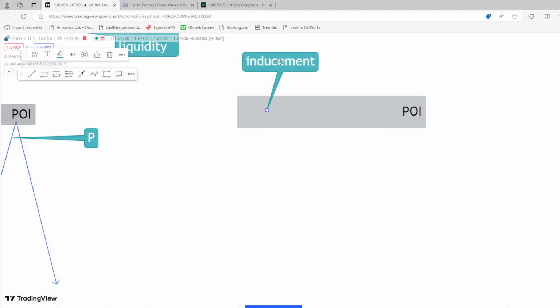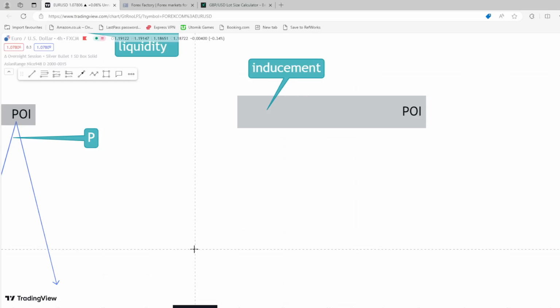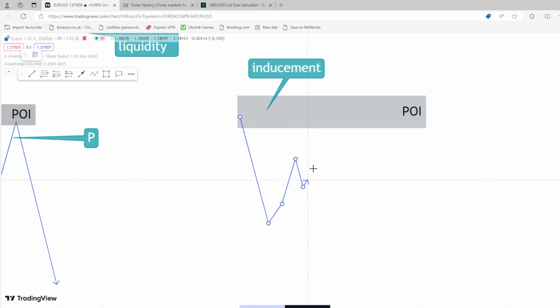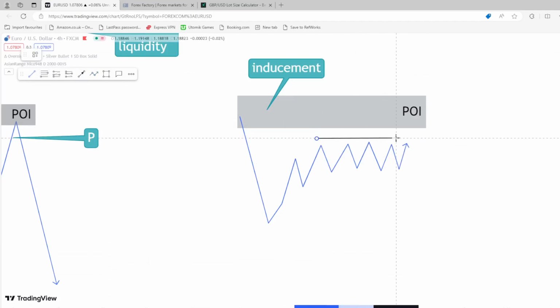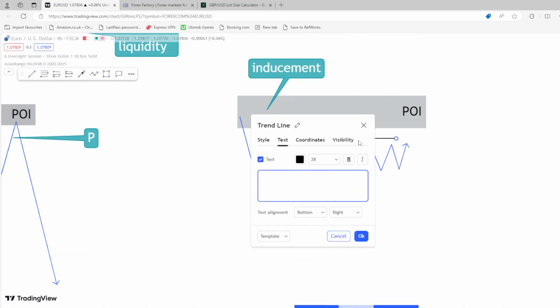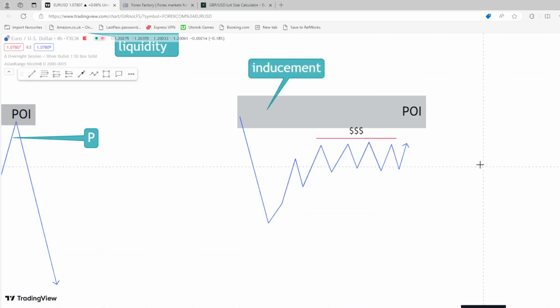What do I mean by inducement? Inducement is very simply liquidity dropped above or below a POI. Above in this case because it's a bearish POI. So what we see is price displace downwards, and from here we see price head up into the premium, generating liquidity in this form over here. So this is equal highs, equal liquidity. So this here is a liquidity pool, right? This red line over here represents a liquidity pool in price, right?